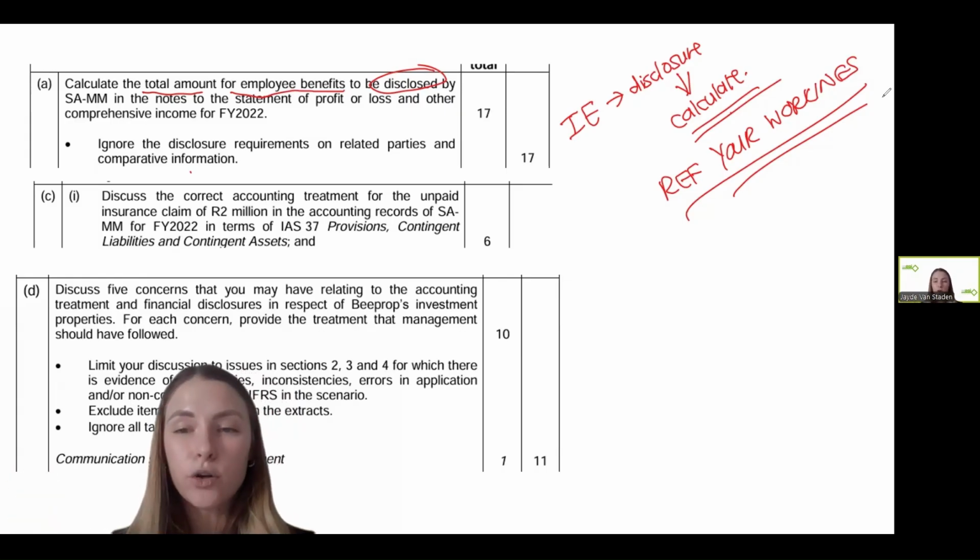Okay, so here we're just calculating an amount, and we are emphasizing that they're asking about employee benefits that are disclosed. So we need to know what that looks like so we know what we need to calculate.